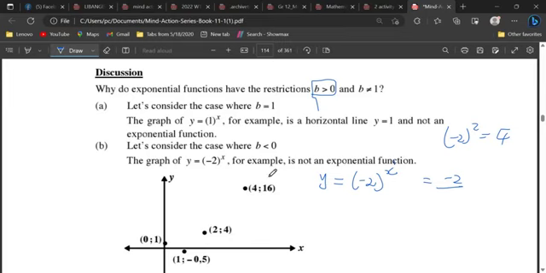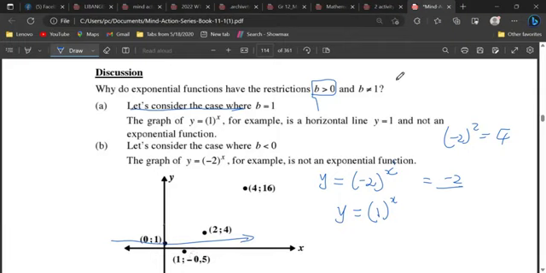What is the second restriction? The second restriction is that b should not be 1. b cannot be 1. Now, why don't we want b to be 1? If we say y equals 1 to the power of x, any number of 1 raised to any number is still going to give you 1. It means you're going to have 1 here, and then you're going to have a straight line. This is not an exponential anymore.